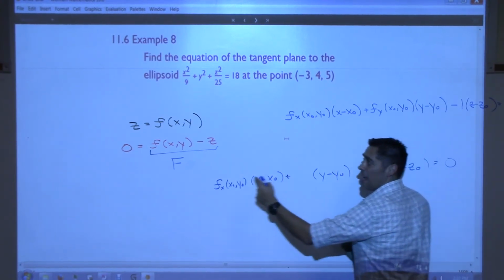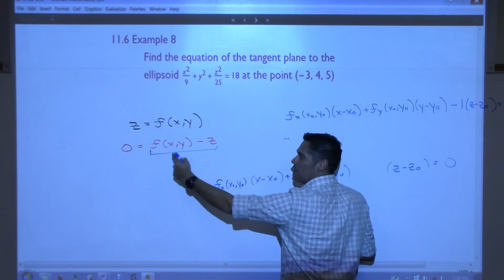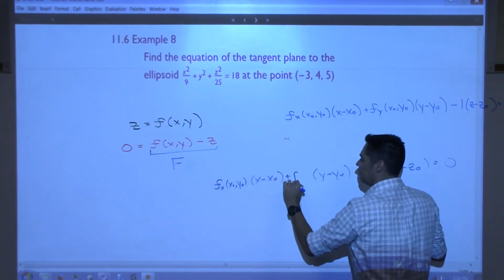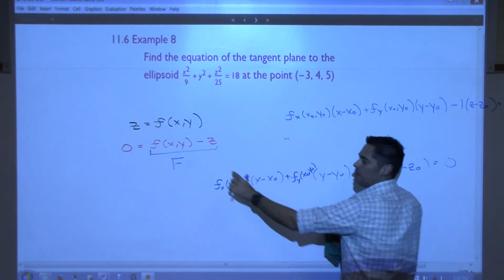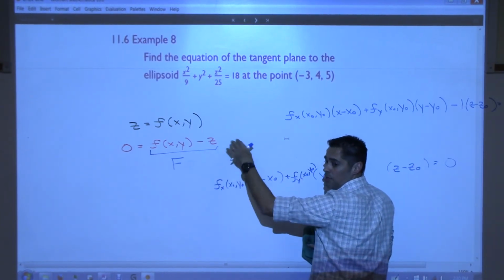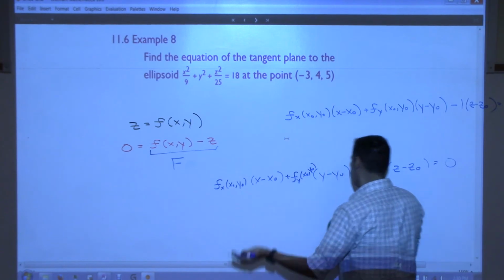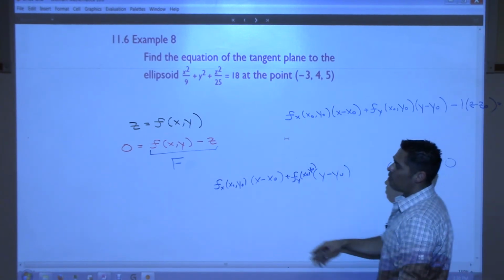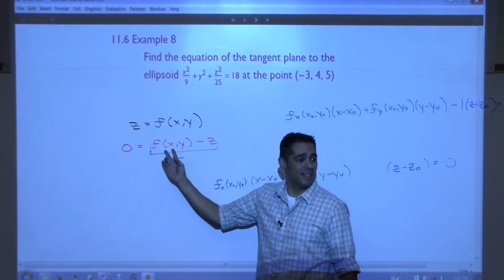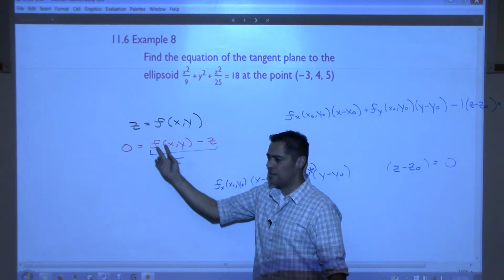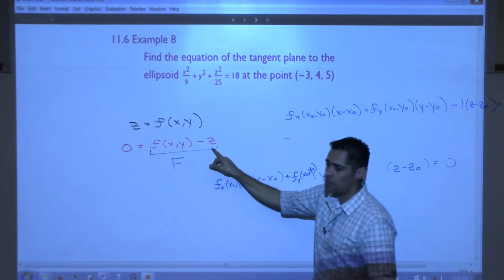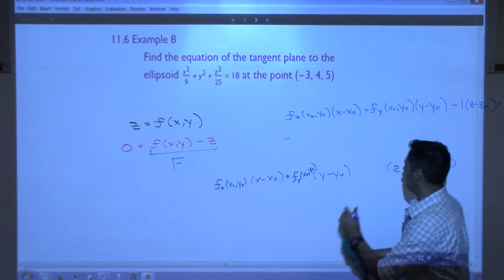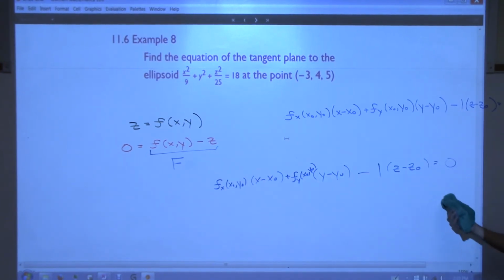Then I get to this piece. What's the partial of capital F with respect to y? It's the partial of f with respect to y at x naught, y naught, minus the partial of z with respect to y, which is 0. Okay, move on. What's the partial of this with respect to z? It has no z's in it. That's a function of x and y, so it's 0. What's the partial of this with respect to z? Negative 1. There it is.